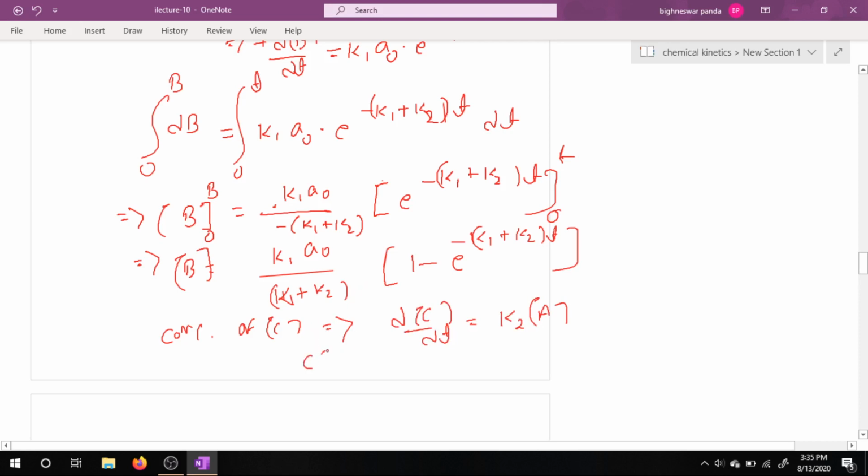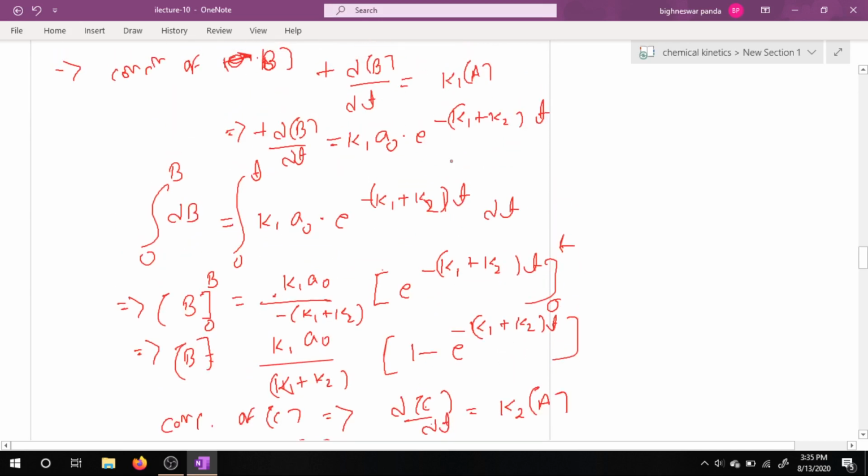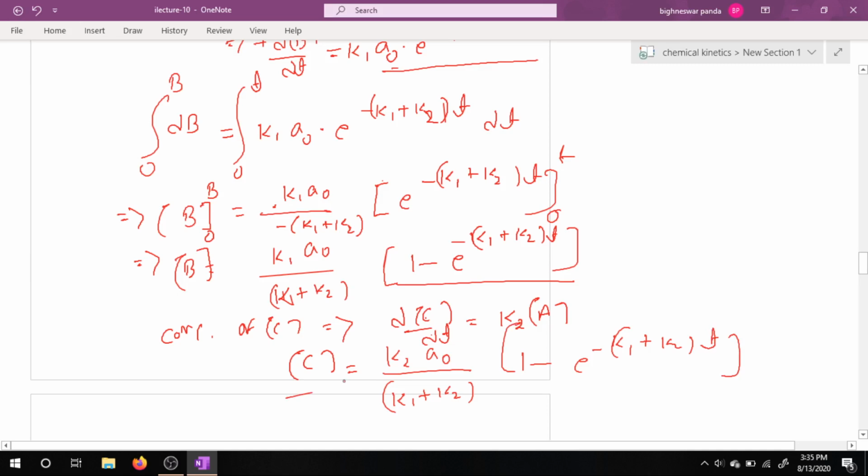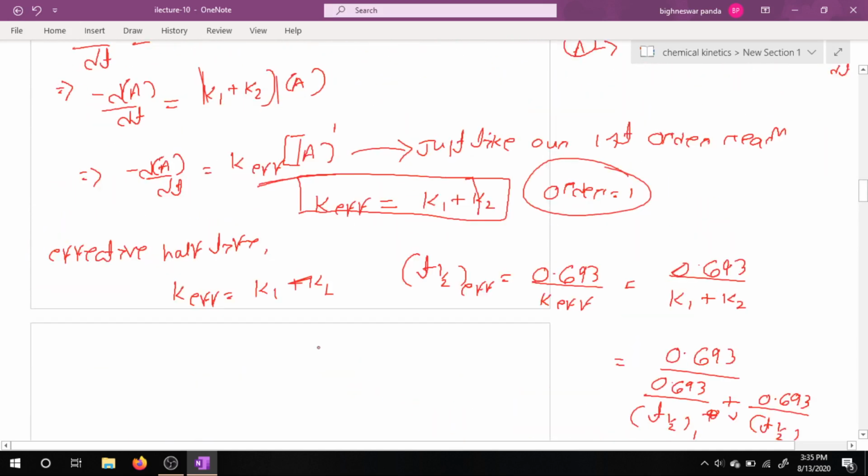For concentration of C, dC by dt is equal to k2 into A. And by solving we can get the same expression, but instead of k1 I have to write k2, so C is equal to k2 A naught divided by k1 plus k2 into 1 minus e to the power minus k1 plus k2 into t. So this is the concentration of A, B and C.